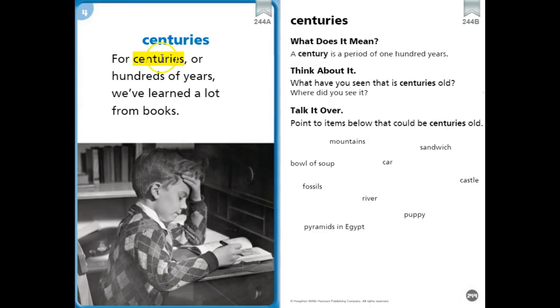Centuries. For centuries, or hundreds of years, we've learned a lot from books. A century is a period of 100 years. What have you seen that is centuries old, and where did you see it? Point to the items on your screen that could be centuries old.